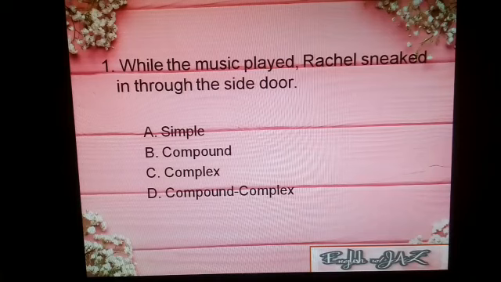The answer, this is an example of a complex sentence. So let's identify now our independent and dependent clause. Here we have the subordinator while, which means our dependent clause is while the music played, and our independent clause, Rachel sneaked in through the side door, which makes this a complex sentence.